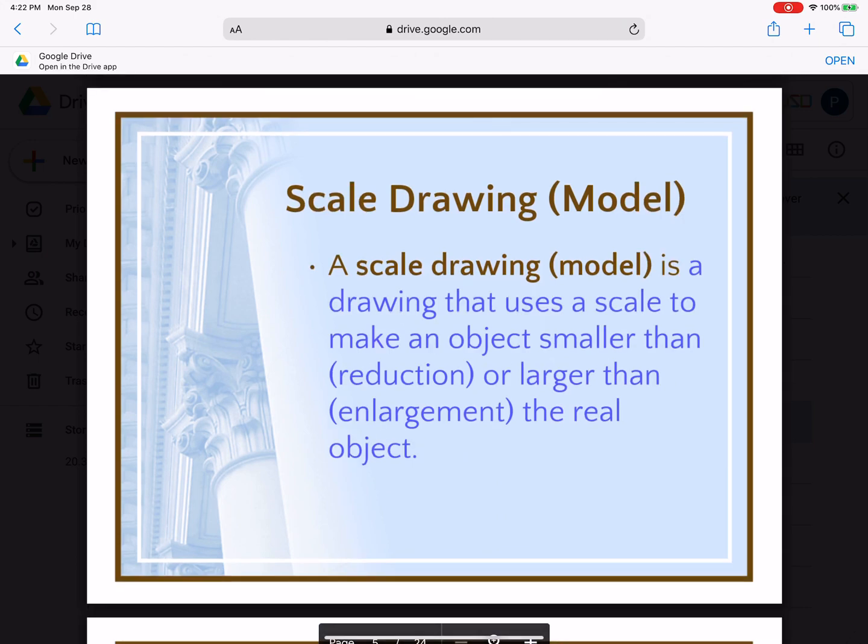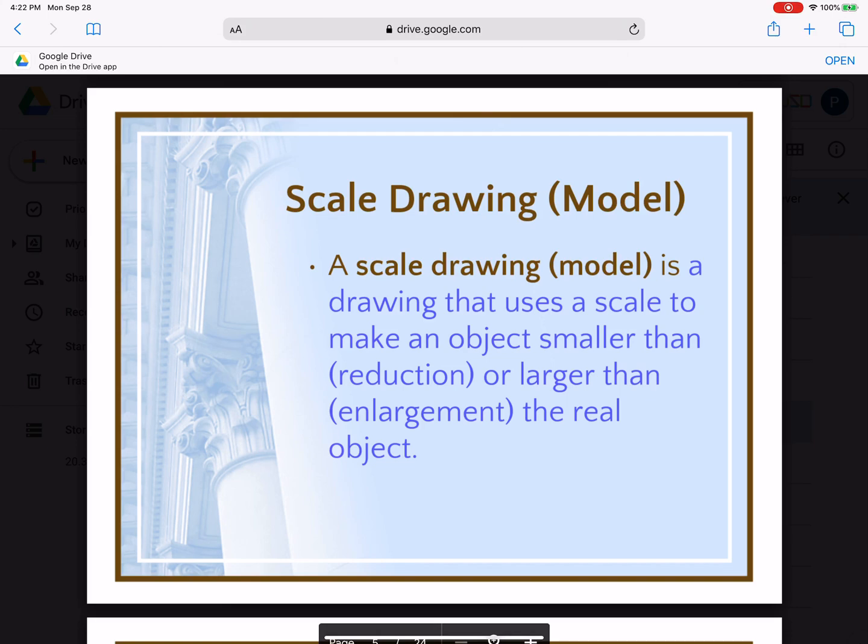Scale model or scale drawing. So scale drawing or model is a drawing that uses a scale to make an object smaller than, which is called a reduction, or larger than, which is called an enlargement, the real object. Okay? So when you use a scale drawing or a scale model, you're either making an object bigger or smaller.